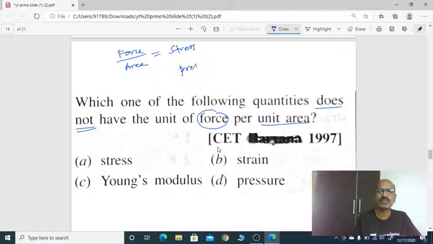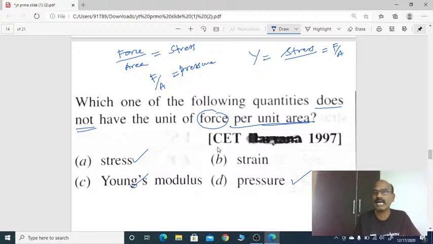Pressure is also force by area only. Pressure is also force acting per unit area. Stress is nothing but force by area. Right? Young modulus is nothing but stress by strain. Strain has no unit. So since strain has no unit, stress is force by area. So pressure, Young modulus, stress all have the unit of force per unit area.